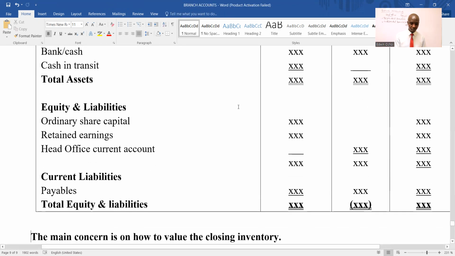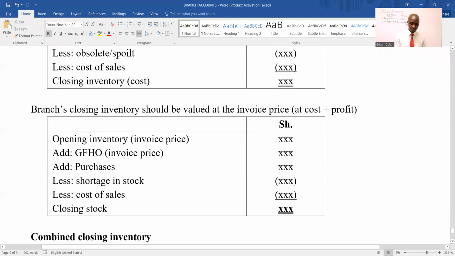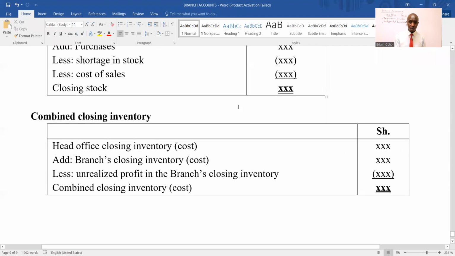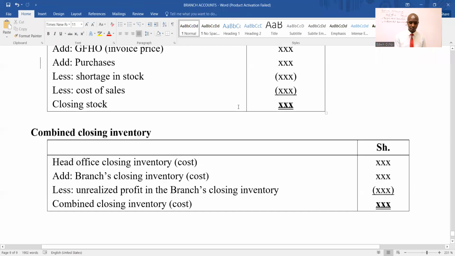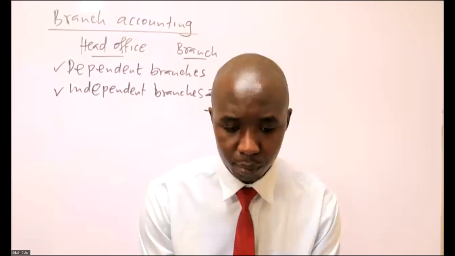Then for the statement of financial position, you know it. And even for this computation of stock, we will do an illustration here, where I will address how you are supposed to compute this closing stock. For closing stock, in most scenarios, there are workings which are done.